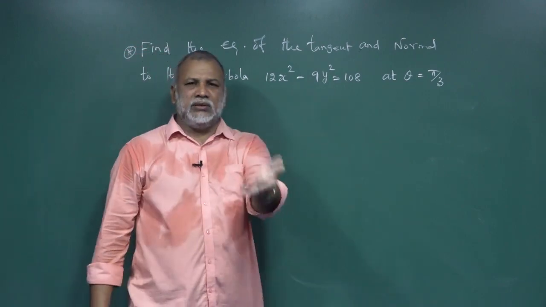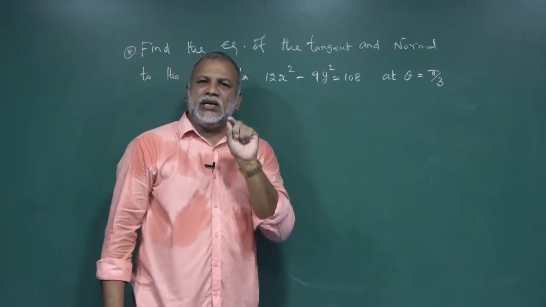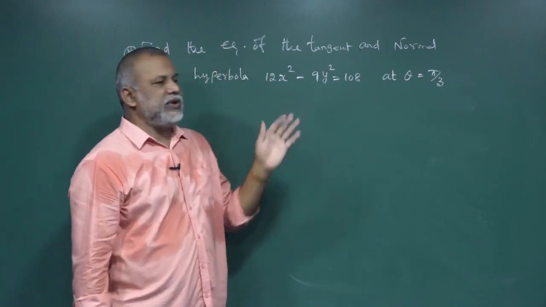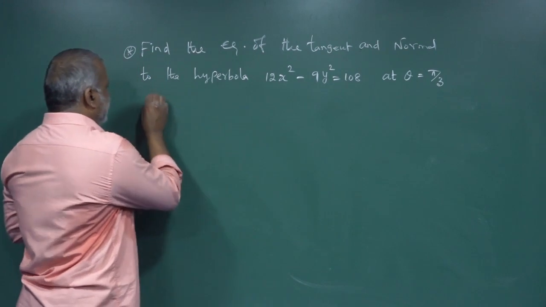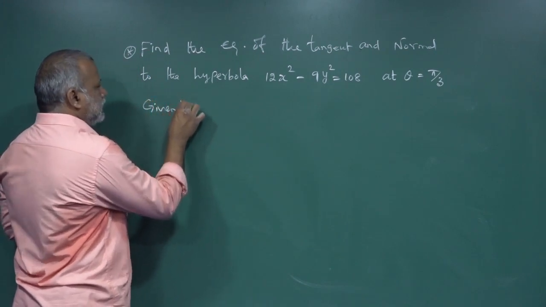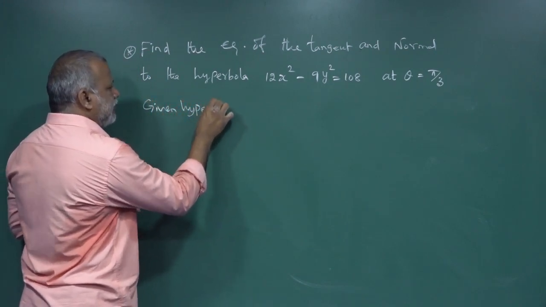Same type of question. Just now we discussed that for an ellipse. Now it is for a hyperbola. That is the only difference. See, the given hyperbola. What is the given equation of the hyperbola?